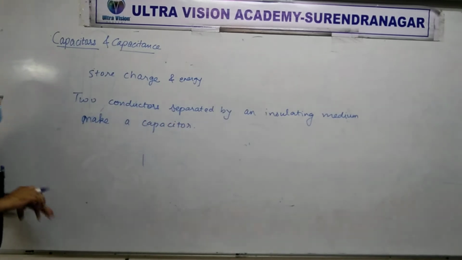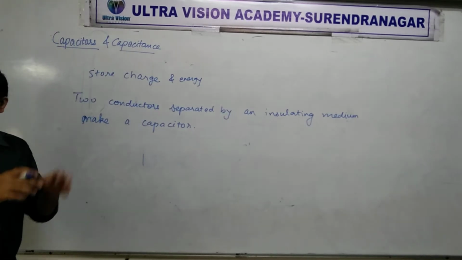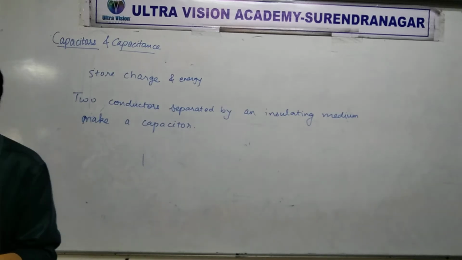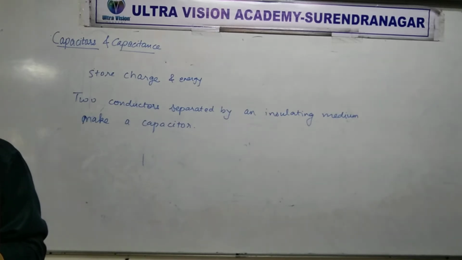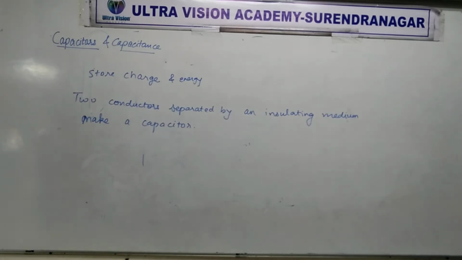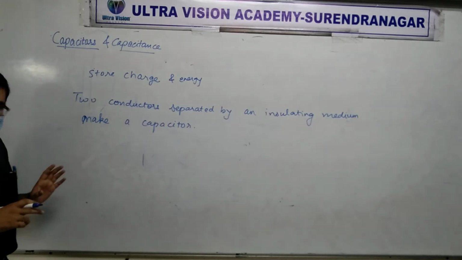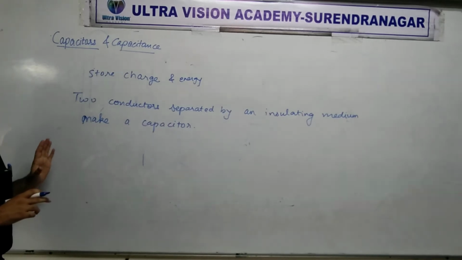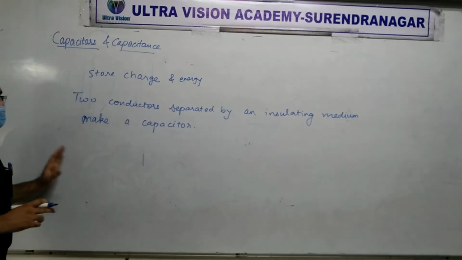Whenever there are two conductors and they are separated from each other by a distance, and there is an insulating medium between them, that insulating medium could be air, or it could be something like glass or oil. Oil is also an insulator. So that will make one capacitor. Fine, meaning is clear?